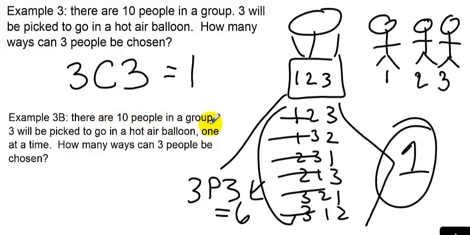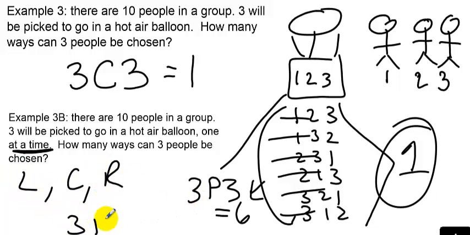So here, there are 10 people in the group. 3 will be picked to go in the hot air balloon, 1 at a time. How many ways can the 3 people be picked? So now I'm saying 1 at a time. Okay, that's the same as saying the left, the center, and the right, which is my 3P3, which is equivalent to 6.